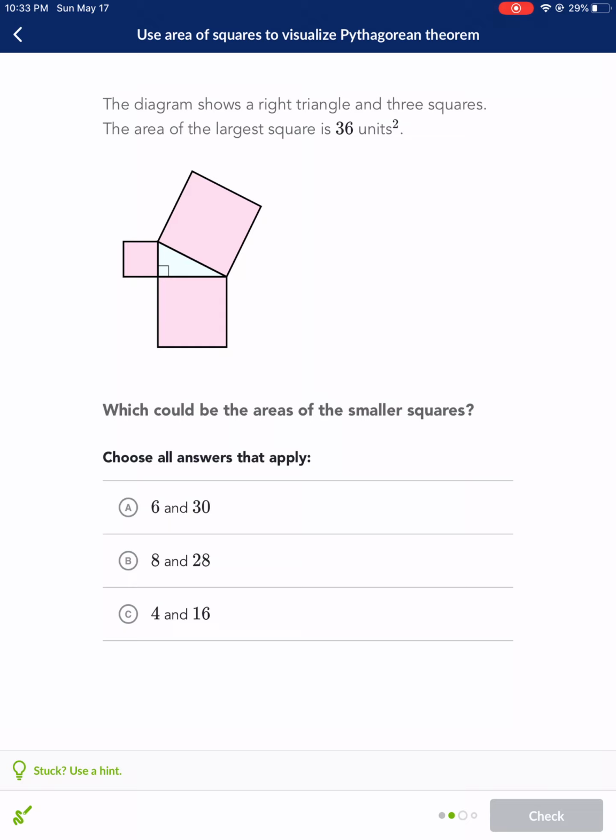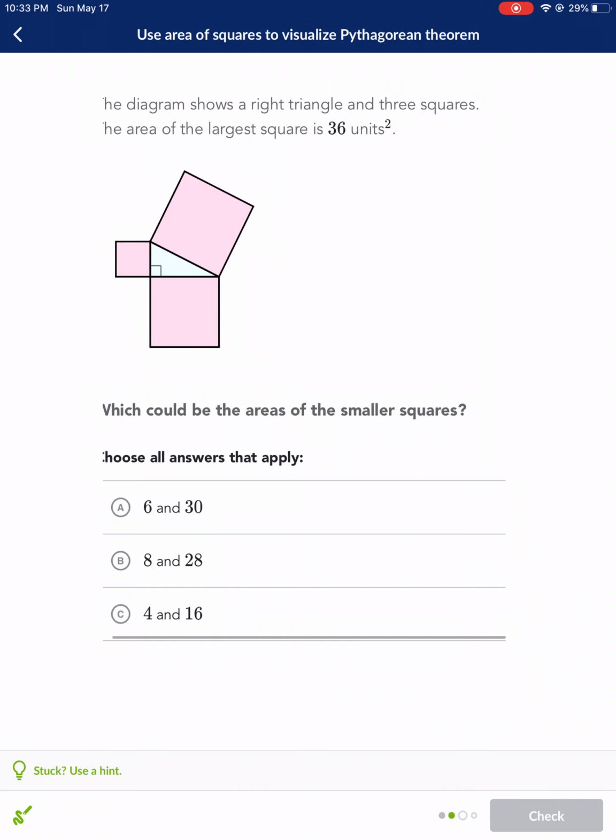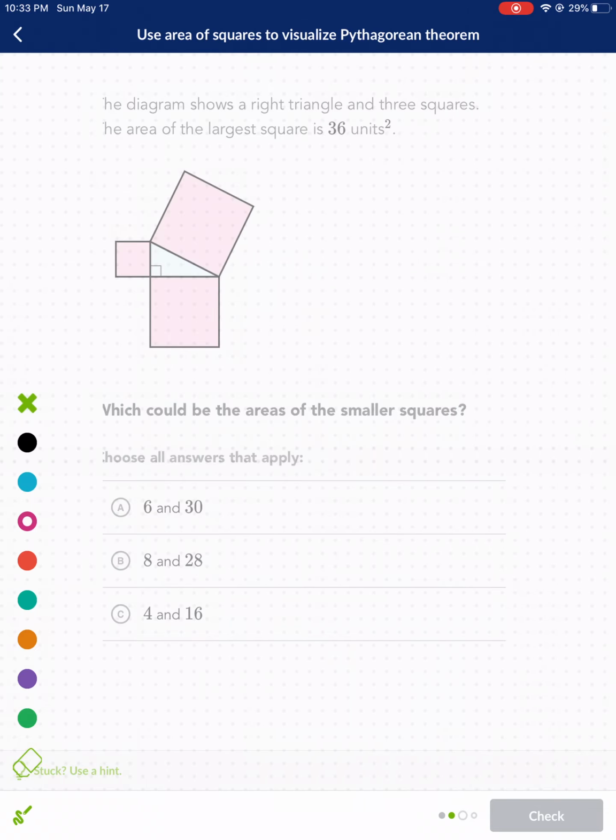Alright, here the diagram shows a right triangle and three squares. The area of the largest square, so the hypotenuse, is 36 units, which we know the square root would be 6. So if we know that this hypotenuse is 6, what could the sides of the smaller squares be? Okay, so we know it can't be A because that includes 6. We know the hypotenuse has to be longer than the other two sides.